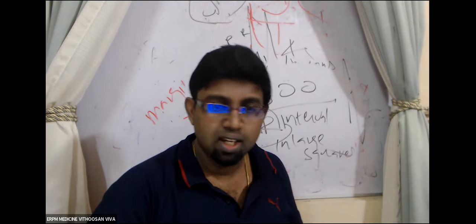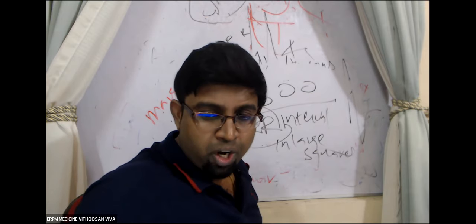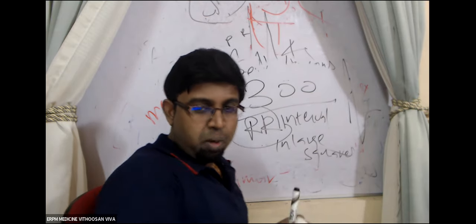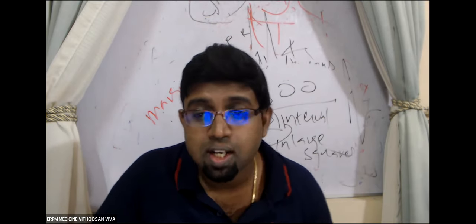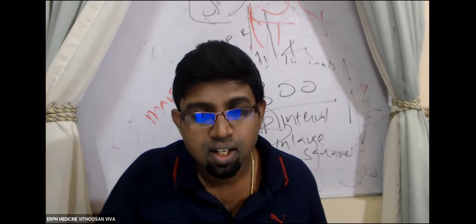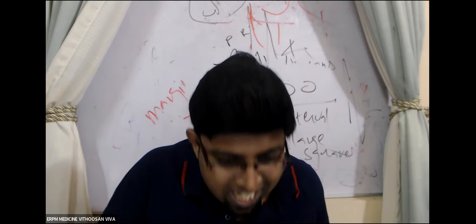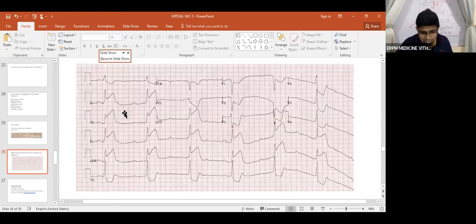The RR interval is 8 large squares. So 300 divided by 8 is what? 37.5, or about 38, isn't it? Roughly 38. Do you accept that? The heart rate is somewhere around 38. Now look here. I will teach this in the Viva class later, in session 2.